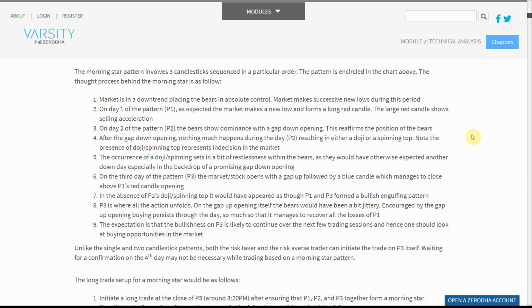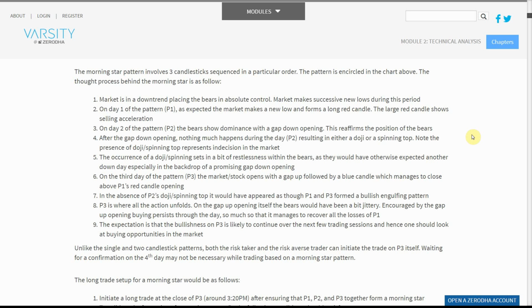After the gap down opening, nothing much happens during the day, P2, resulting in either a doji or a spinning top. Note the presence of a doji or spinning top represents indecision in the market. The occurrence of a doji or spinning top sets in a bit of restlessness within the bears, as they would have otherwise expected another down day, especially in the backdrop of a promising gap down opening.